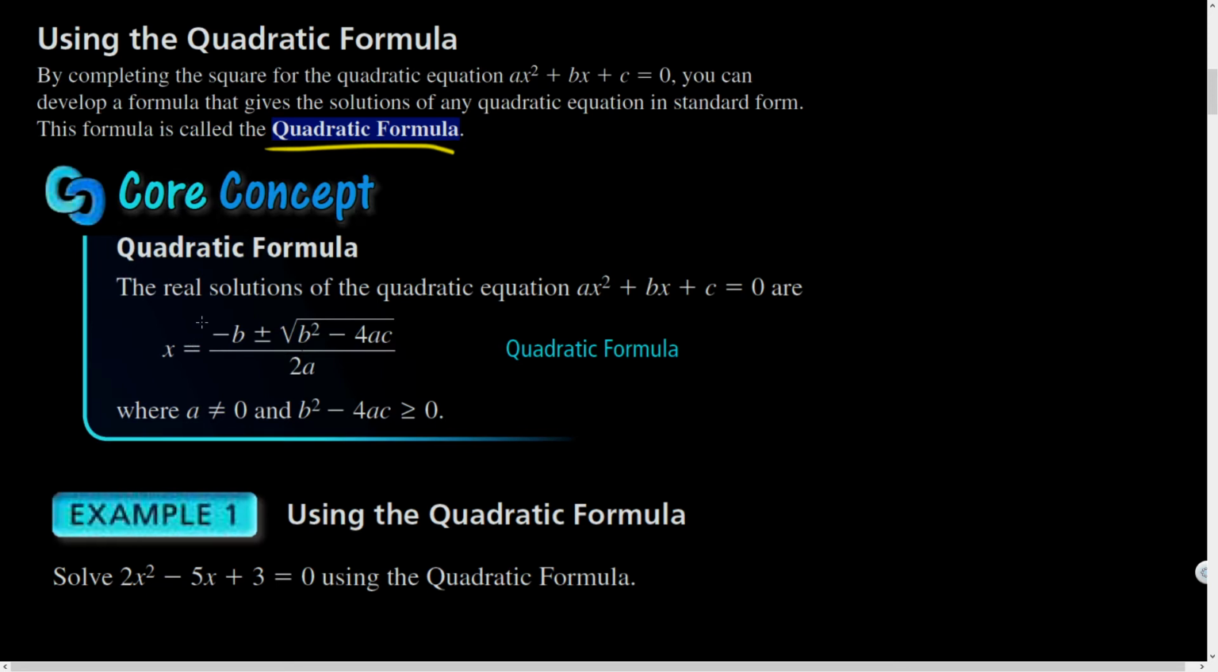X equals the opposite of b, plus or minus the square root of b squared minus 4ac, all over 2a.